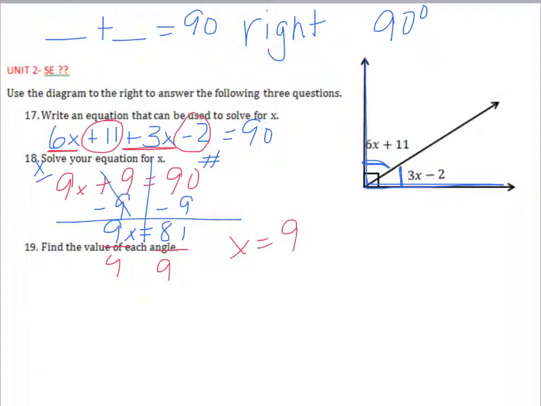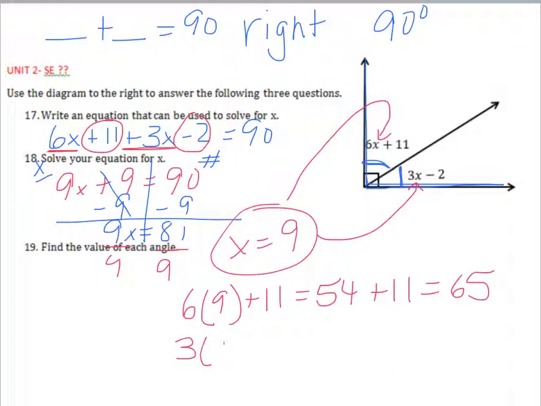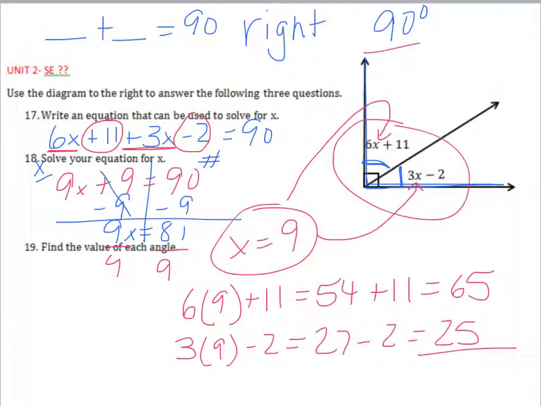Now it says find the value of each angle. And I do that by plugging my x into their equations. So 6 times 9 plus 11 is 54 plus 11, which is 65. And 3 times 9 minus 2 equals, 3 times 9 is 27, minus 2 is 25. And when we add these together, 65 plus 25, we should get our entire angle, which is 90 degrees. And 65 plus 25 does equal 90.